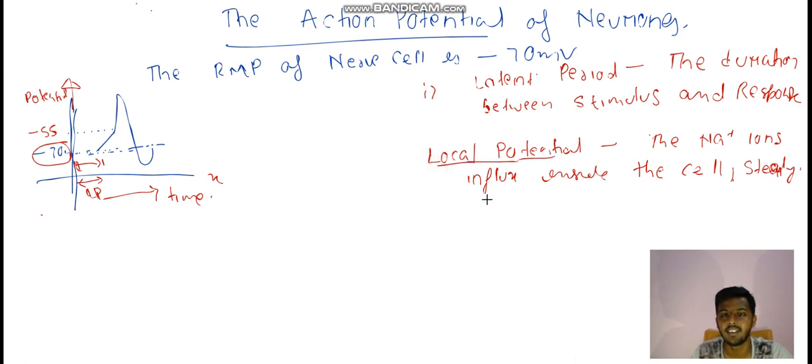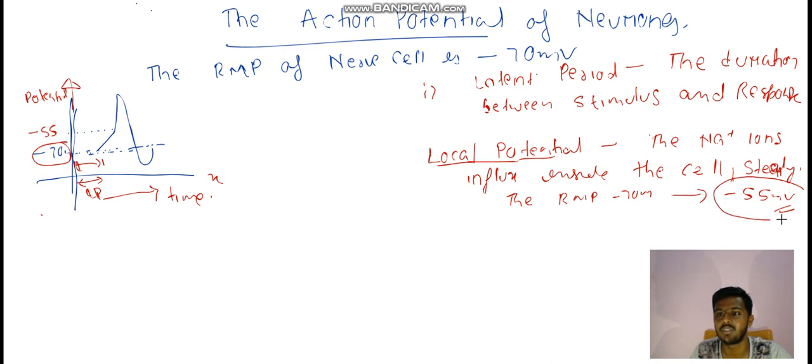So that is the potential, the resting membrane potential, which is minus 70 millivolt, going to change to minus 55 millivolt for the nerve cell, and this is the threshold potential. Here it is minus 55 millivolt. So after that, the next is depolarization phase.